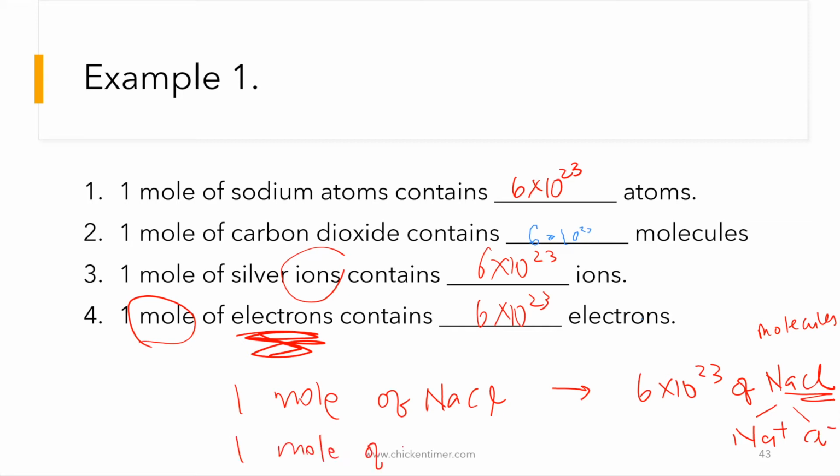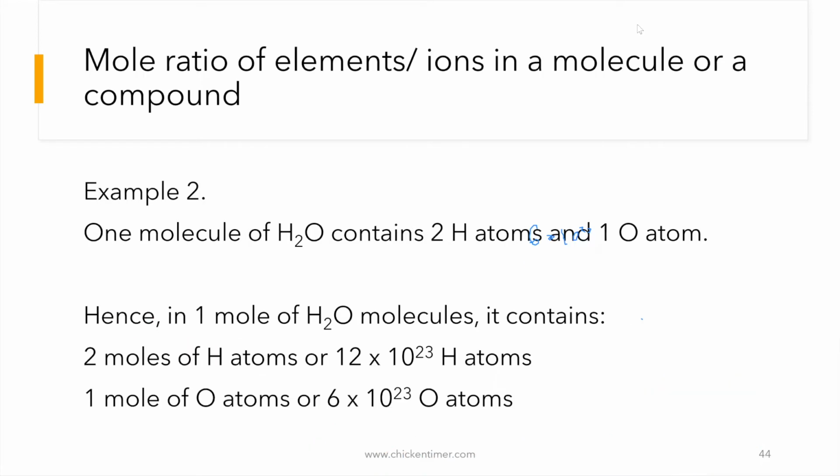So 1 mole of sodium chloride contains 1 mole of Na+ ions, and another 1 mole of Cl- ions. So if they say how many moles of ions are there in 1 mole of sodium chloride, then 1 mole of sodium chloride has 2 moles of ions. The word play will cause your answer to change. The word play will cause the numbers to change.